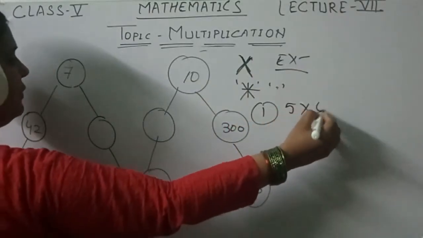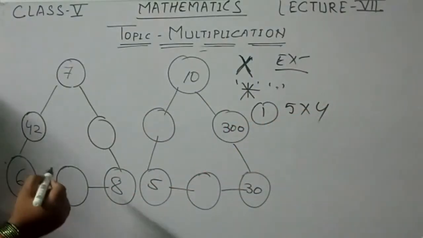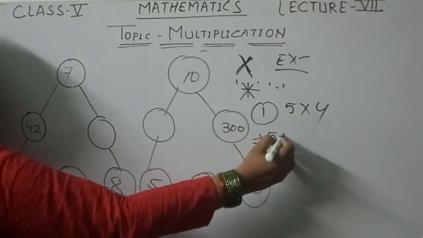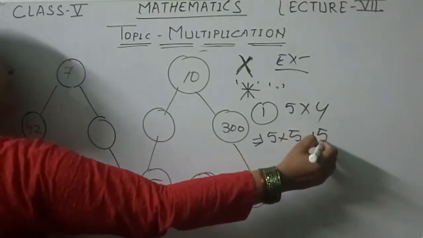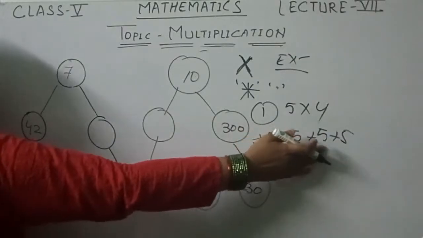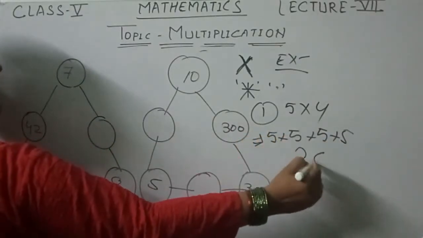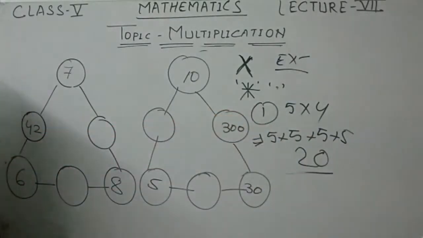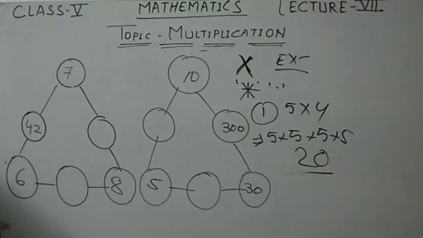5 multiply 4. 5 multiply 4, that means you have to write 5 how many times? 4 times. 5 plus 5 plus 5 plus 5. Add these numbers together. 5 plus 5 is 10, 10 plus 5 is 15, plus 5 is 20. You can check your answer by reading the table of 5, 4 times. 5 ones are 5, 5 twos are 10, 5 threes are 15, 5 fours are 20. 5 fours are 20. Here we took the number 5 and added it together 4 times. This is why multiplication is called times.